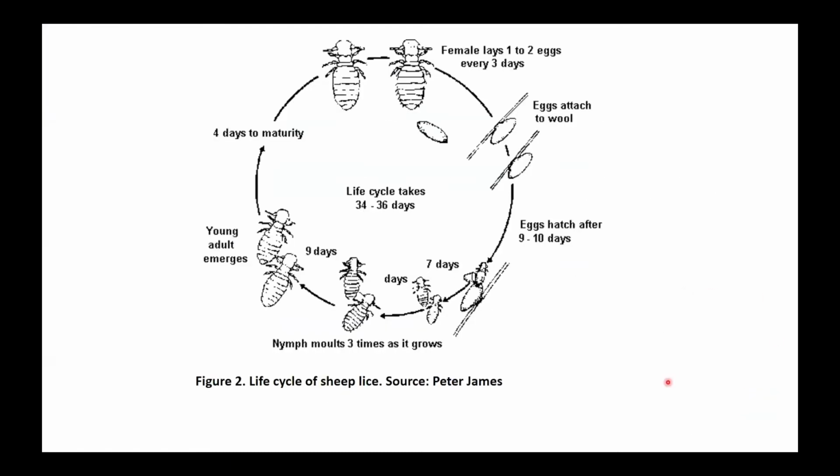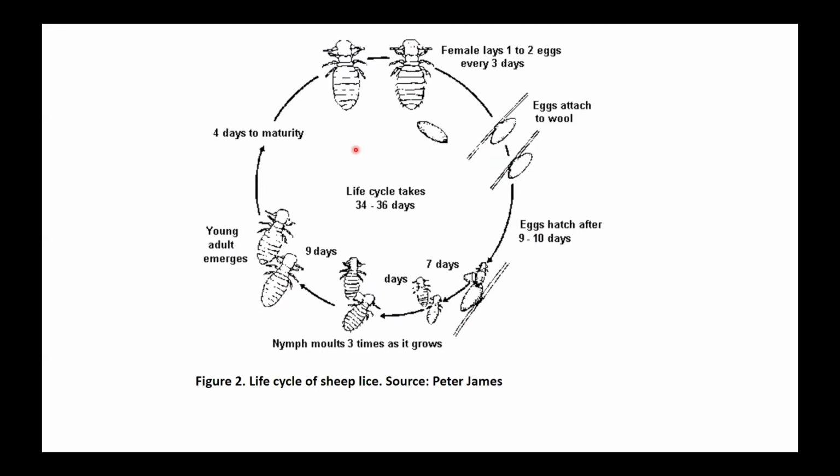So just a quick slide on the life cycle. So you have eggs that are attached to the wool fibre there. They hatch in 9 to 10 days. They moult a couple of times. You get adults that then mature. That's in the whole 34 days, and then they can start laying eggs again. So the whole life cycle is on the sheep.